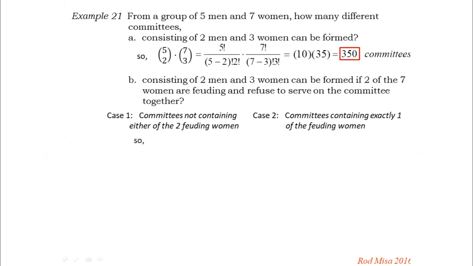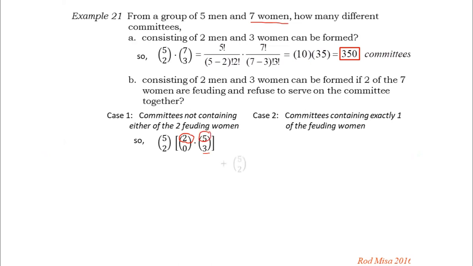So, solving for the first case, wherein you are forming these committees excluding the 2 feuding women, we can choose our 2 men from the group of 5 men. And this will be multiplied by choosing your 3 women out from the 5 women there, because the 2 women out of the 7 women here will not be included in this committee. So this is 2 taken 0, which means that you will not be choosing any of the feuding women. Then the 3 women will be chosen from the 5 non-feuding women.